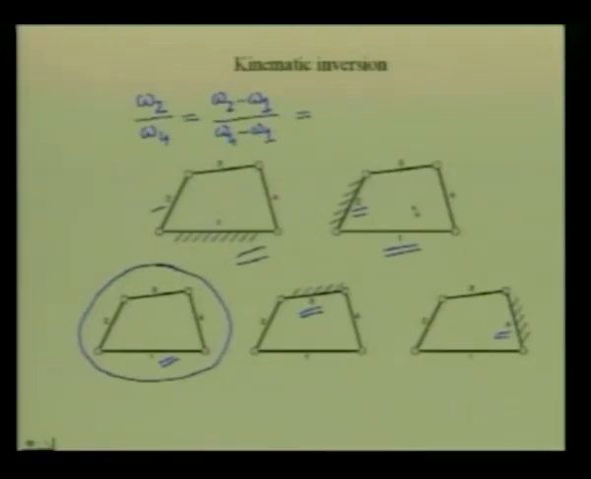So, for this mechanism, omega 2 is 0, so it will become minus omega 1 divided by omega 4 minus omega 1. So, the ratio of the absolute angular velocities of link number 2 and 4 in this mechanism is the same as this ratio, minus omega 1 by omega 4 minus omega 1, of this mechanism at this particular configuration. And this principle of kinematic inversion, as I said earlier, is very important for the entire study of kinematics, especially when we study kinematic synthesis.